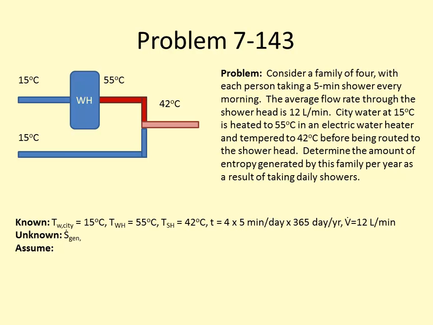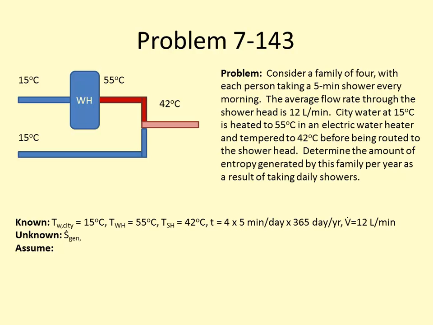Okay, so S dot in is equal to m dot 1 S1 plus m dot 2 S2. S dot out is equal to m dot 4 S4 plus S dot gen equal to 0. So S dot gen, we can move it to the other side of the equation and solve for this.